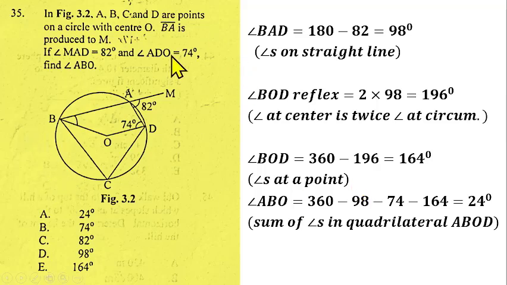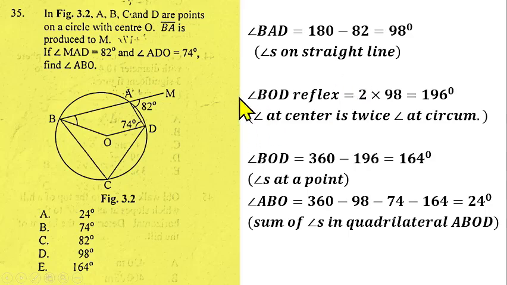Question number 35 is still on the circle geometry. We are told that in the figure below, A, B, C, D are points on the circle center O. Line BA is produced to M. If angle MAD is 82, and angle ADO is 74, we have to find angle ABO. The angle that is marked here is the angle we are looking for, ABO.